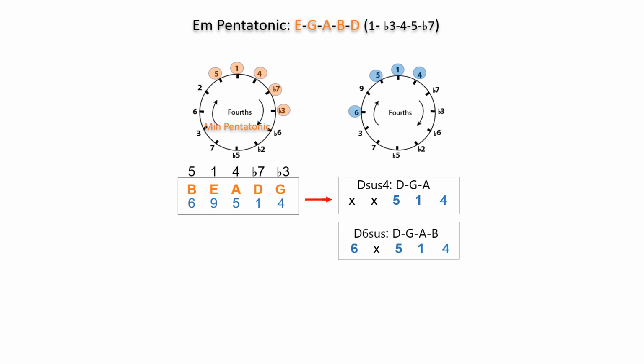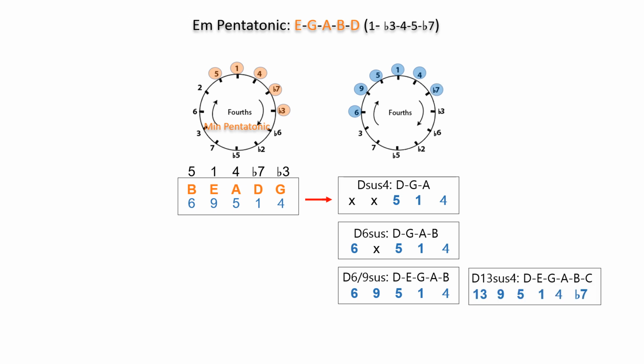Adding 6 creates D6 sus, where 6 can be seen as a chord tone, implying a major chord with an assumed major seventh, extending further to D6/9 sus, which includes both 6 and 9. If we interpret 6 as tension 13, the chord assumes a flat 7, making D13 sus4 a dominant chord option that contains all the notes of E minor pentatonic.